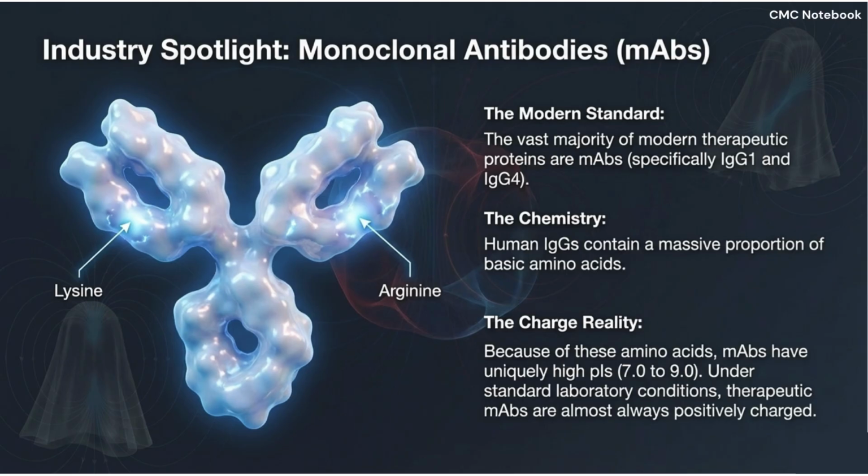In the biotech industry, the vast majority of therapeutic proteins are monoclonal antibodies, or mAbs, because they contain a high proportion of basic amino acids like lysine and arginine. They have uniquely high pI, usually between 7.0 and 9.0. This means that under standard lab conditions, these life-saving drugs are almost always positively charged.